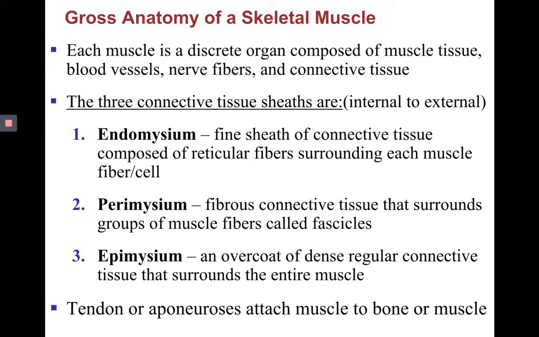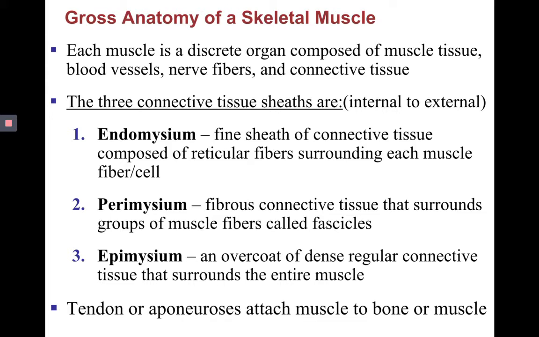So let's look at their prefixes. Endo in endomysium means inside or within. Peri for perimysium means surrounding or around. And we actually see that the perimysium goes around fascicles. Then epimysium means on top of, kind of like an overcoat. And that's exactly what the epimysium is.